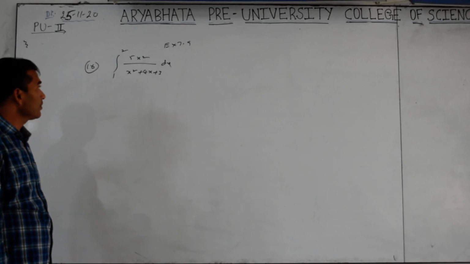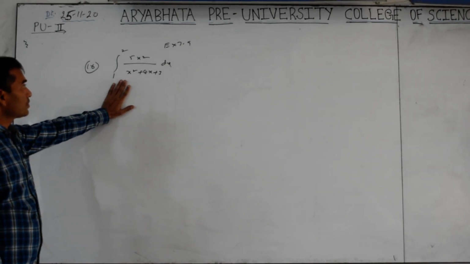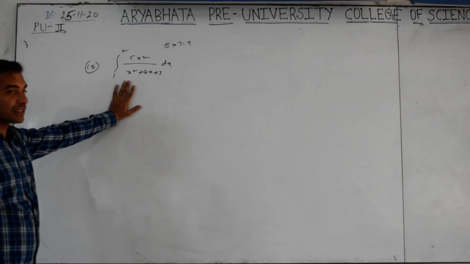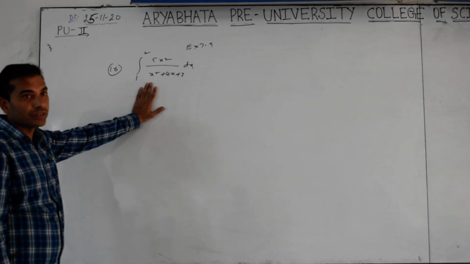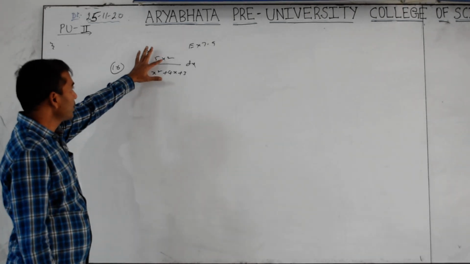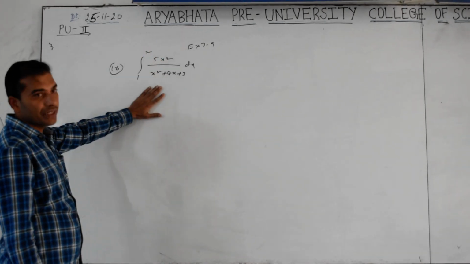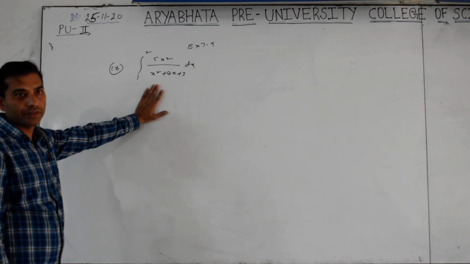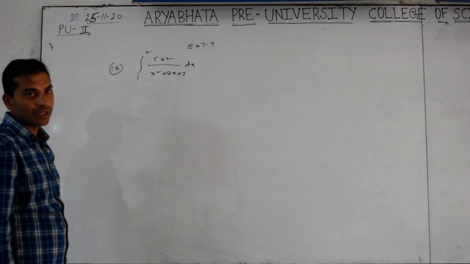Hi students, good morning. Yesterday, we did not finish this problem. Now I am going to discuss this problem again. This is improper because the numerator degree and denominator degree are the same. If it is improper, make it proper by using the division method.